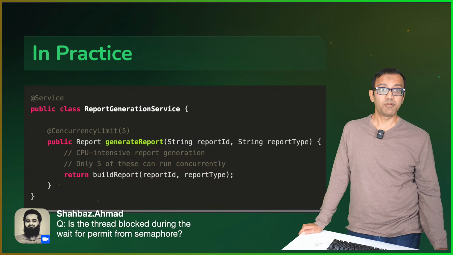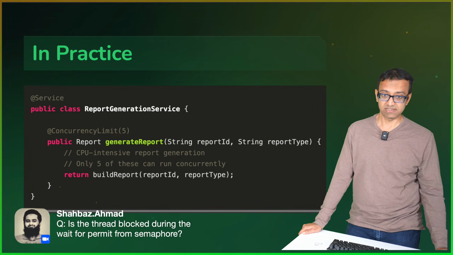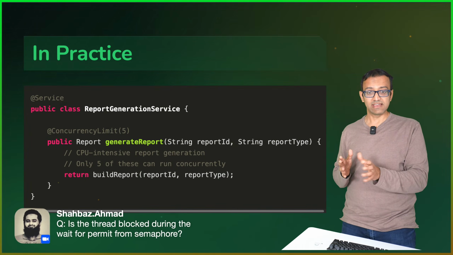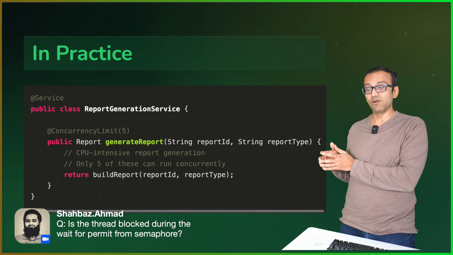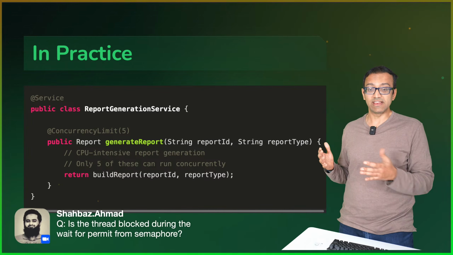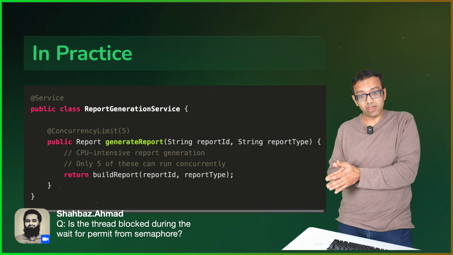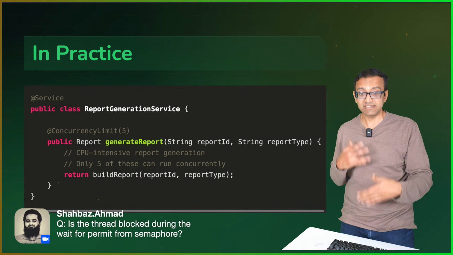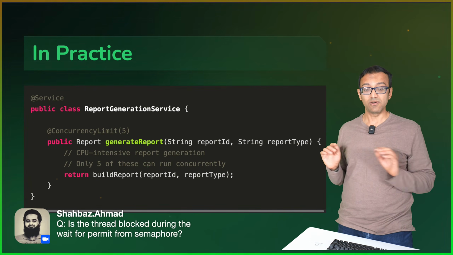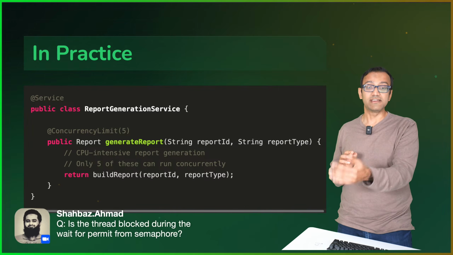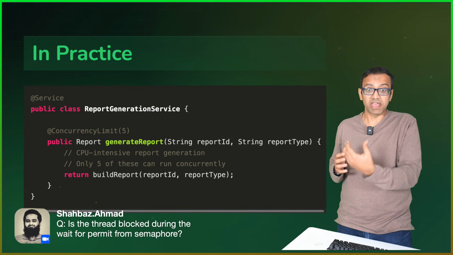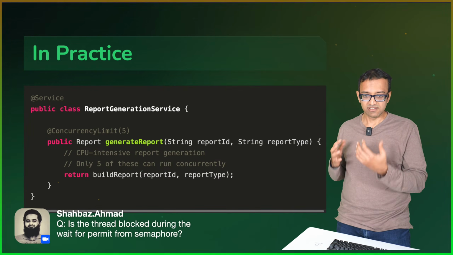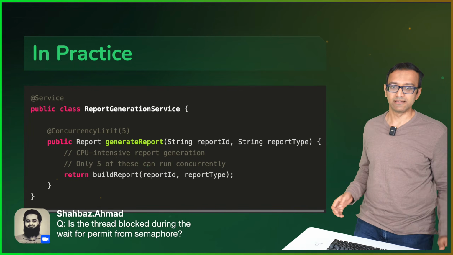Is the thread blocked during the wait for the permit? Yes, it is blocked. So the caller, it's almost like it's waiting, it's processing. Whoever is calling it doesn't know the difference between whether it is Spring holding on to it or whether it went to the method and the method is taking time. It doesn't know. All it knows is that it's called and it's waiting for the response. That's how it looks to the caller, and it's just sitting in the thread pool. It's just waiting.